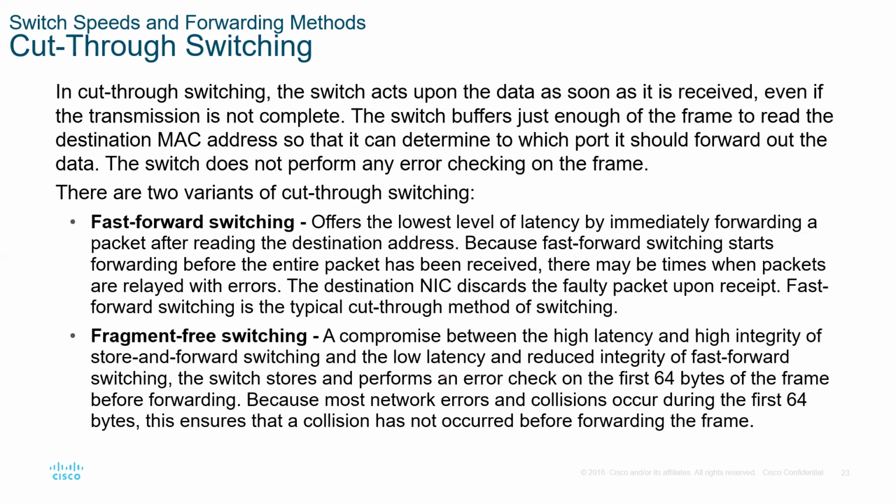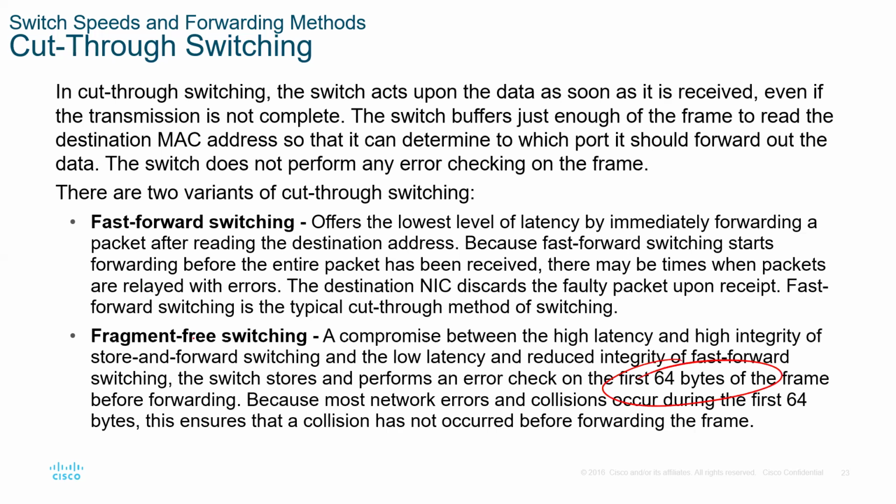The switch stores and performs an error check on the first 64 bytes of the frame before forwarding. Because most errors and collisions occur during the first 64 bytes, this ensures that a collision has not occurred before forwarding the frame. All right. So fragment-free switching is a variant of cut-through. It does not store the whole frame.